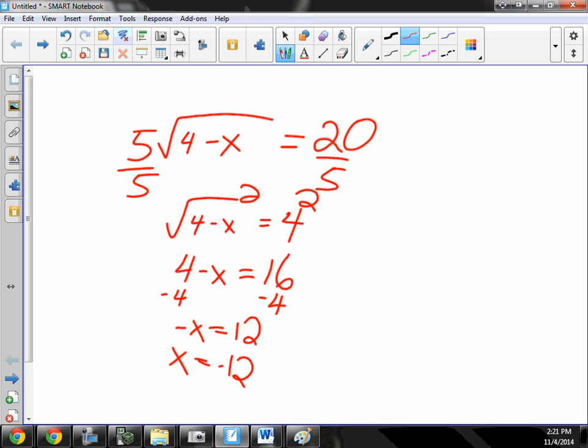So now I plug it back in. What is 4 minus negative 12? 16, square root of 16. 4, and 4 times 5 is 20, so that works.